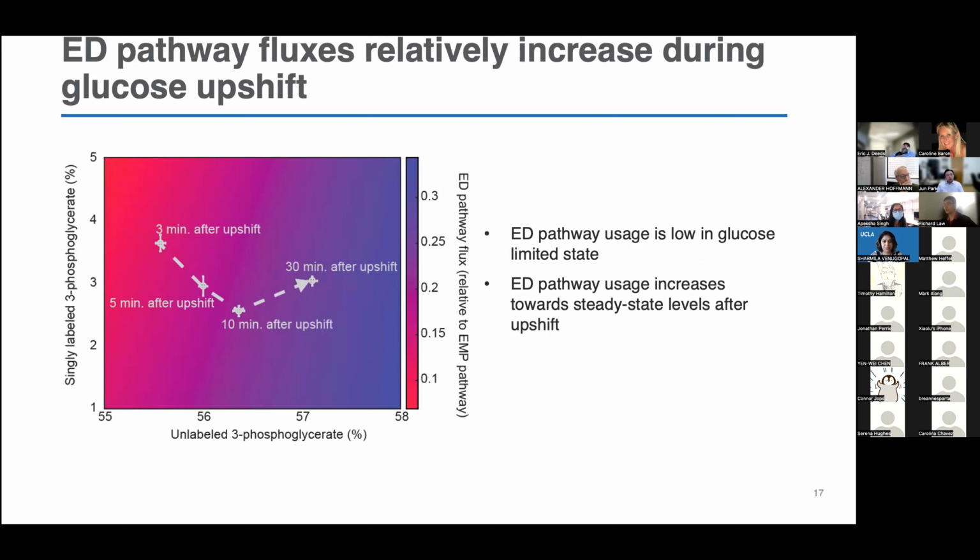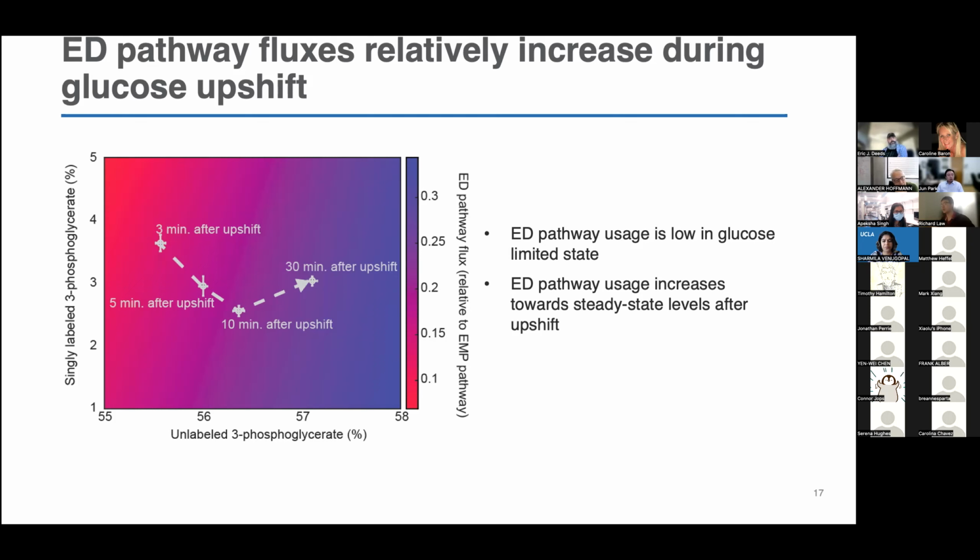And so the results of this study, I tried to plot them in what I call a walk through metabolism. The best way to understand and read this heat map is that we can solve the ED pathway, ED to EMP pathway fluxes and their ratio, which is just the color scale on the right bar, as a function of the unlabeled 3-phosphoglycerate, or 3PG, percentage on the x-axis and the singly labeled 3-phosphoglycerate percentage on the y-axis. And then we can plot these individual points of labeling at different times after our nutrient upshift.